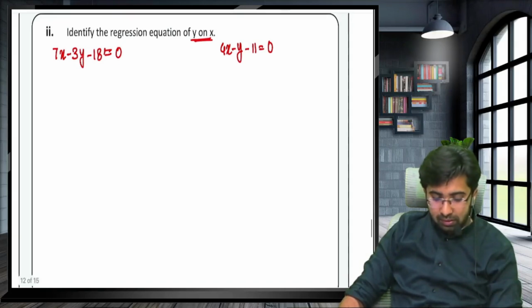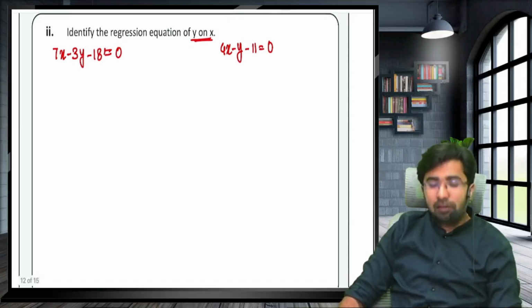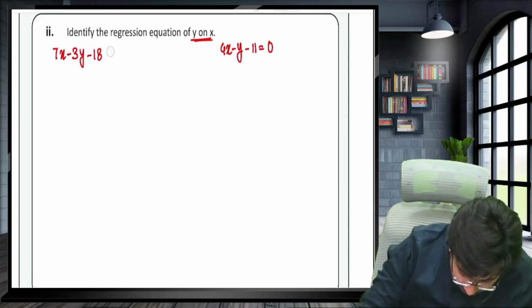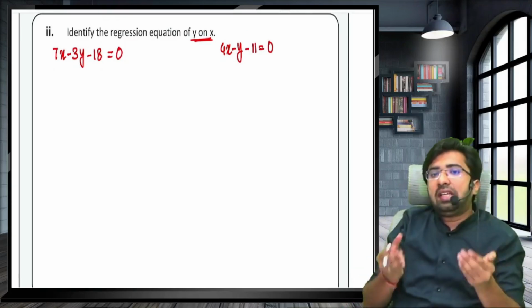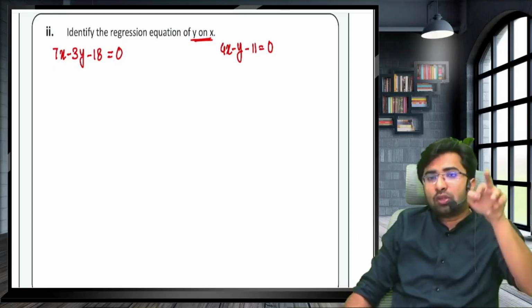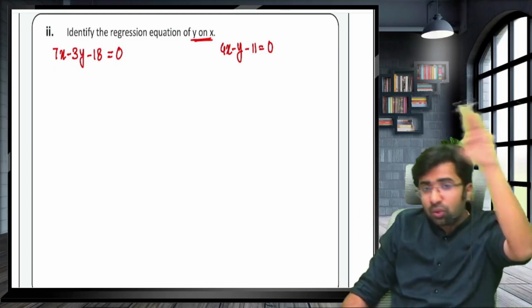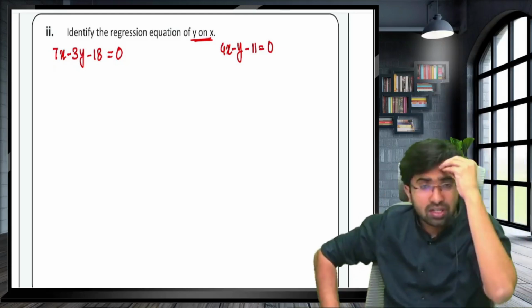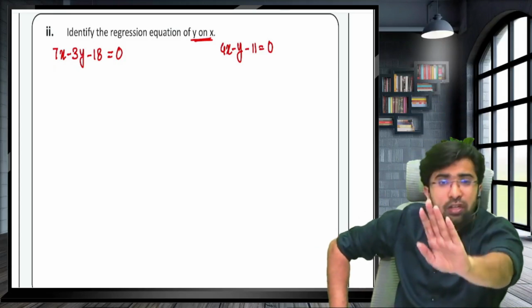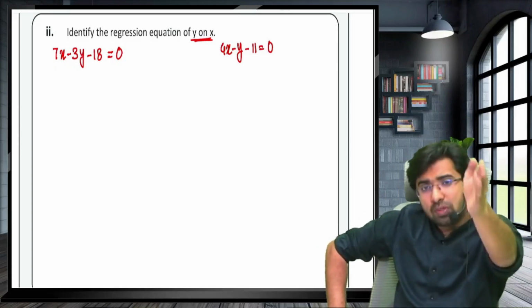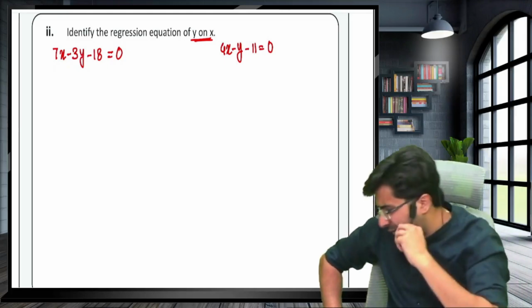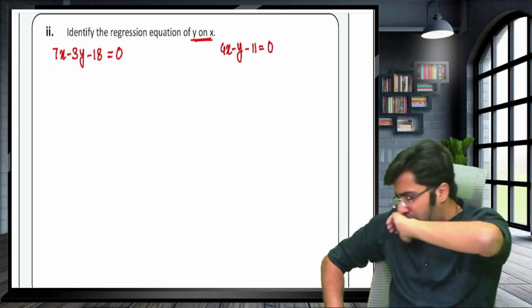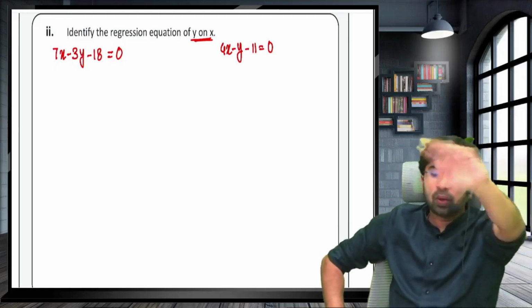I'm just asking, guys, can you identify which line is x on y and which line is y on x by just looking at the lines? The answer is no. We cannot identify by just looking at the equation which one is x on y and which equation is y on x. It is not possible to identify.